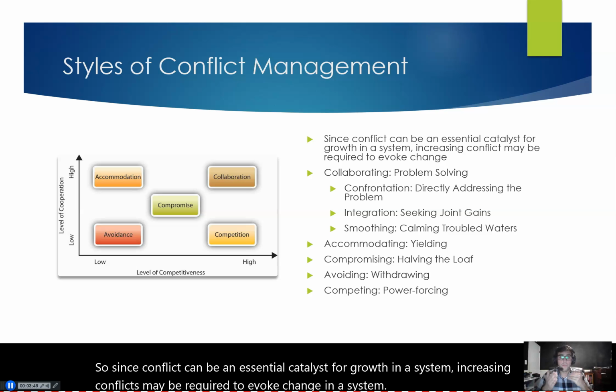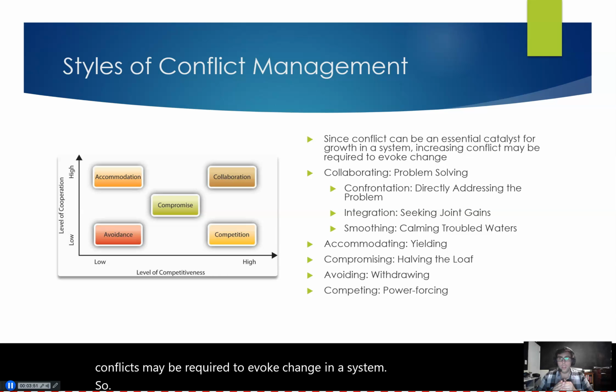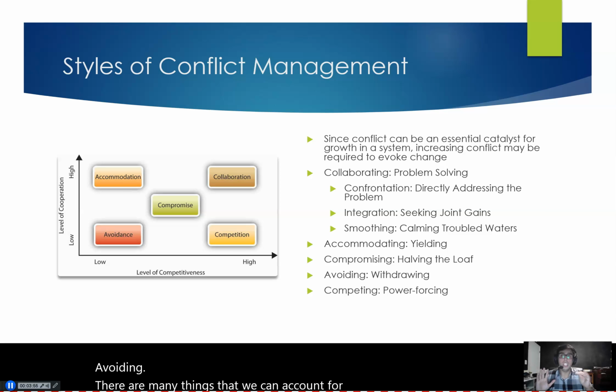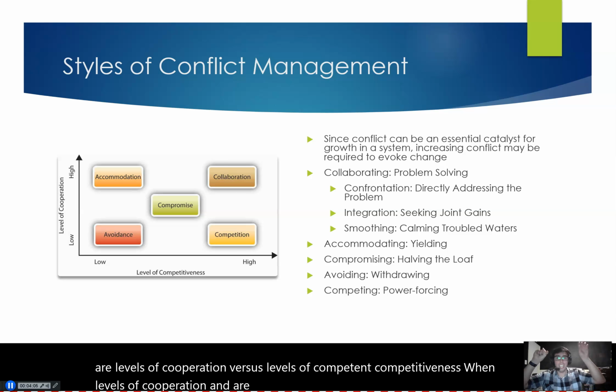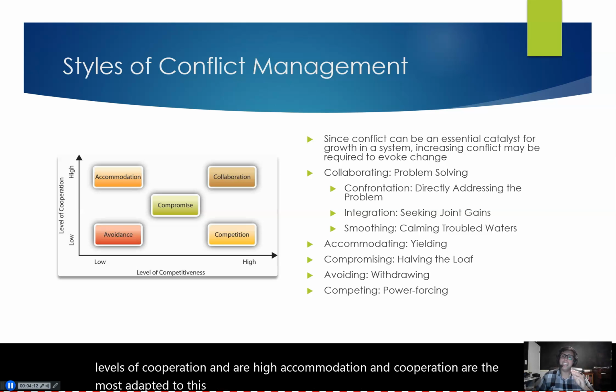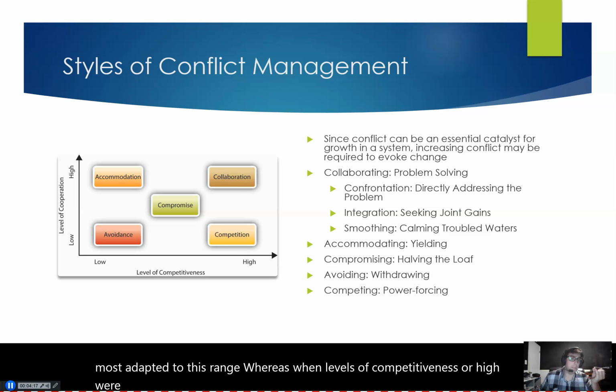There are many things that we can account for within these styles. The big ones are levels of cooperation versus levels of competitiveness. When levels of cooperation are high, accommodation and cooperation are the most adapted to this range. Whereas when levels of competitiveness are high, we're more likely to engage in competition, but also collaboration. So we want to find those balances.